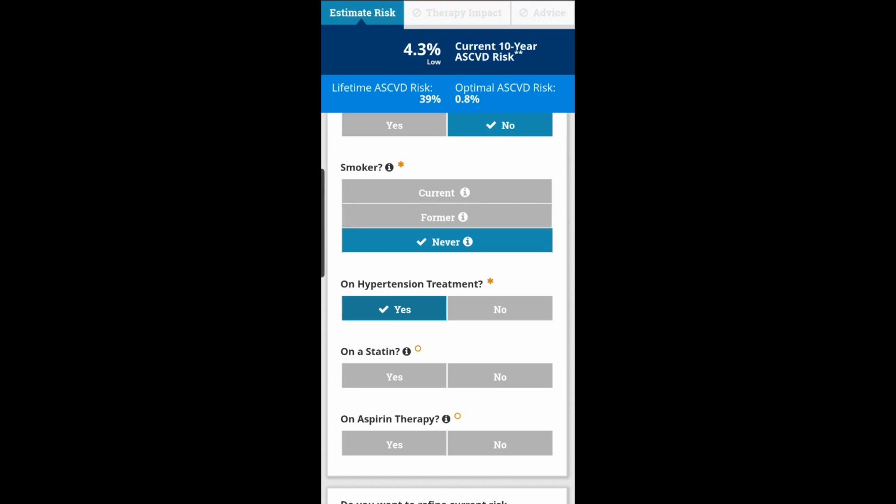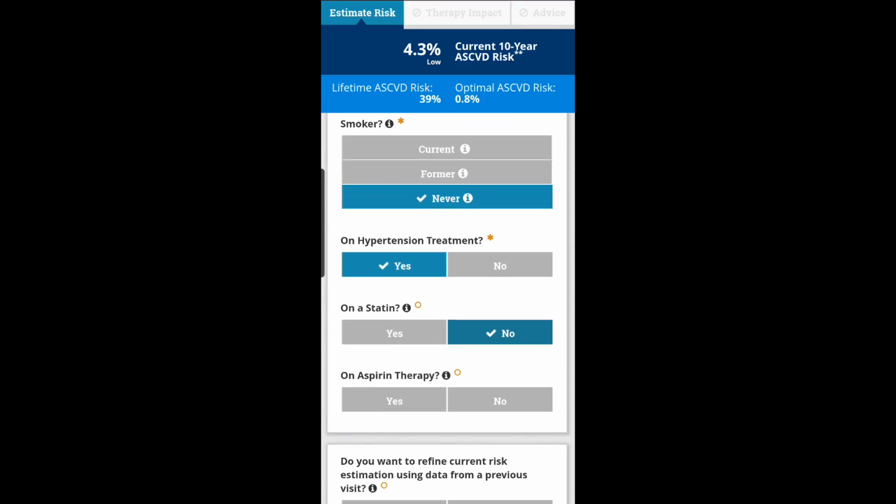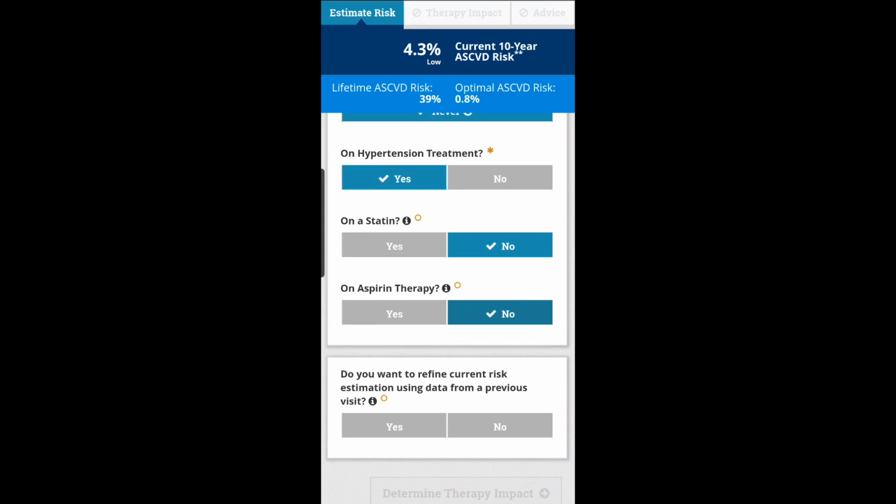It doesn't matter whether you're on therapy or not, it's whether you have a history that matters. Statin is a medication which is commonly used for high cholesterol. There are different varieties of medications available. This is one of the main groups of medications used in high cholesterol. And I would say that this person is not taking any statin, and is not on any aspirin therapy.